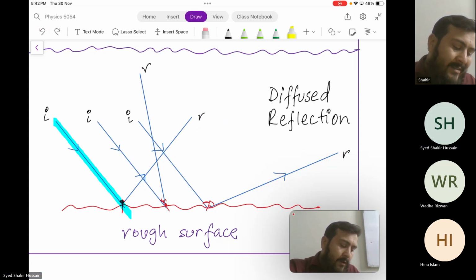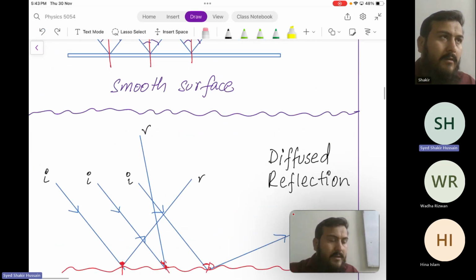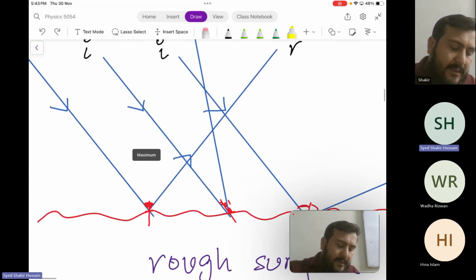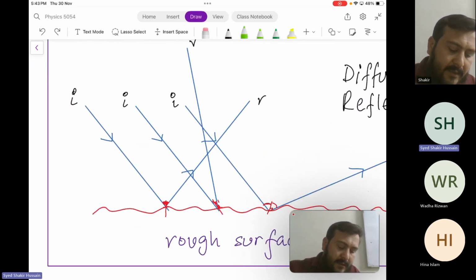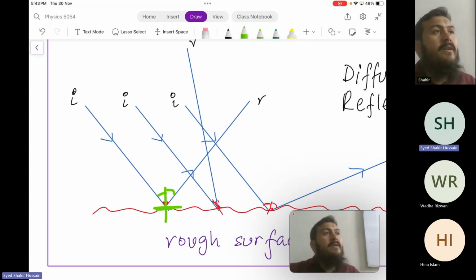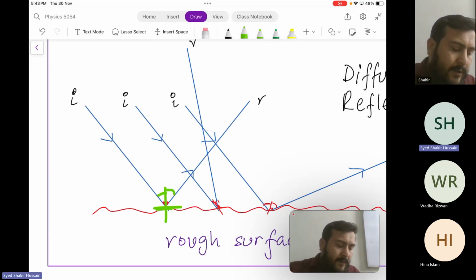Now, let it be regular or diffused reflection, law is law. The law will be obeyed. So let's say this first case, this is the incident ray, this is the surface, this is the normal to the surface. You will find that the angle of incidence and angle of reflection are equal.